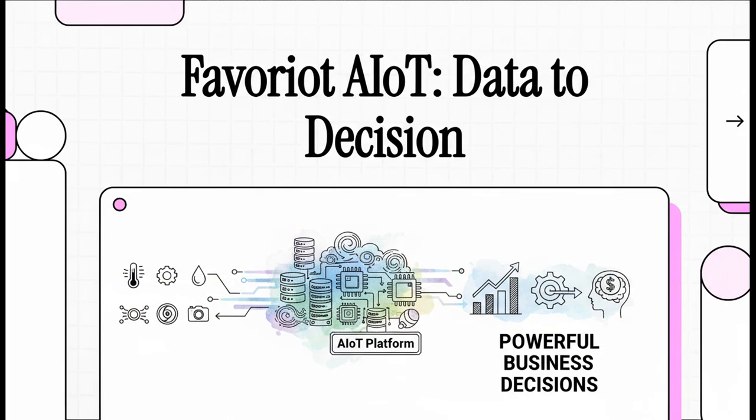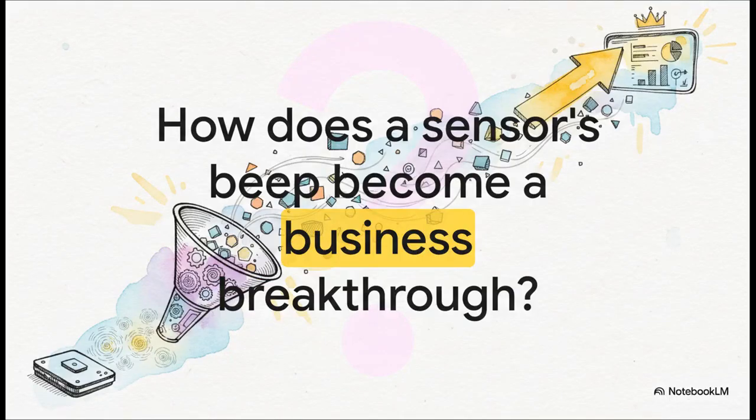Today, we're going to pull back the curtain on the Favoriot AIoT platform. We're going to unpack the architecture that powers the whole thing, turning simple bits of data from a sensor into really powerful business decisions. So let's start with this question, right? How does that actually happen?